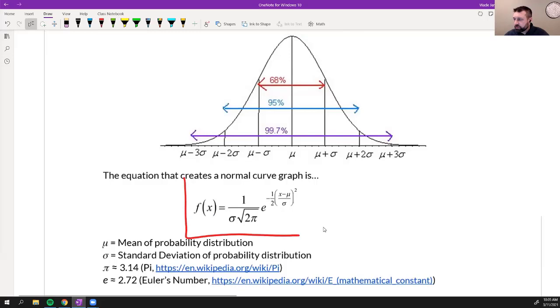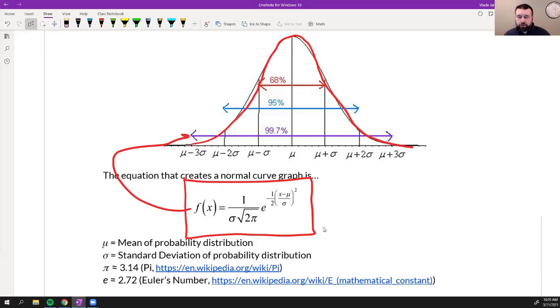This is the equation of a normal distribution. So if you were to take your TI 84 Silver Edition and plug this equation in, you would get the curve of the normal distribution. So what are the important variables in this curve? Well, there's a mean, the mean of your data set, which is located right here. There's also a standard deviation, which is located here and here.